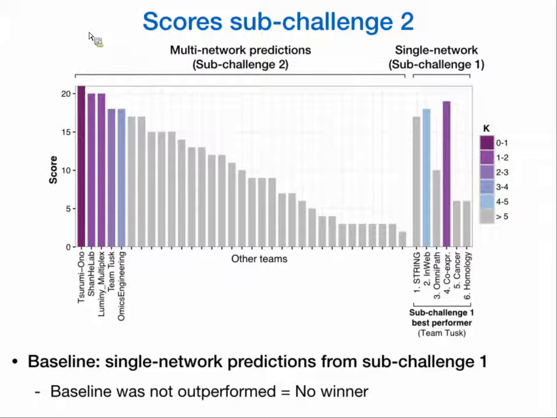That's just an example with this baseline here, but we realized this already during the leaderboard phase: it's extremely hard to outperform the single network predictions according to this metric with these multi-network predictions. Initially, we would have thought that you would get much higher scores if you add all this information from the different networks. But it seems very difficult to actually make use of these complementary networks in a multi-network prediction. And so we declared that there was no winner in this challenge.